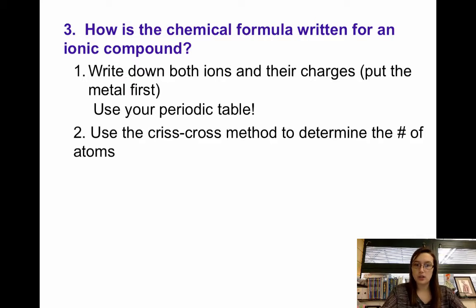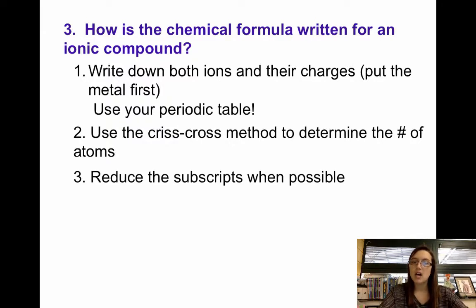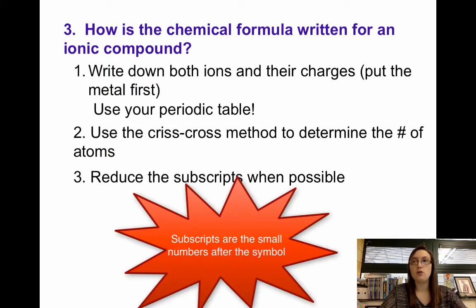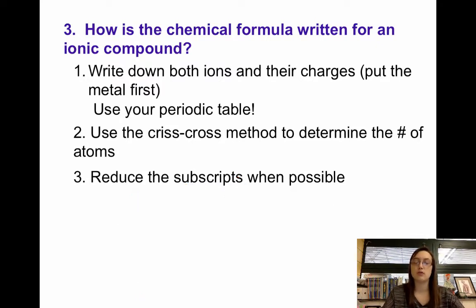Then we're going to use what's called the crisscross method to determine how many atoms we need in the chemical formula. And I'll show you an example of the crisscross method when we do an example. And then if you can, reduce the subscripts. So if you have a subscript of 2 and a subscript of 2, right, that could be reduced down. They're both divisible by 2, so we can reduce it down.